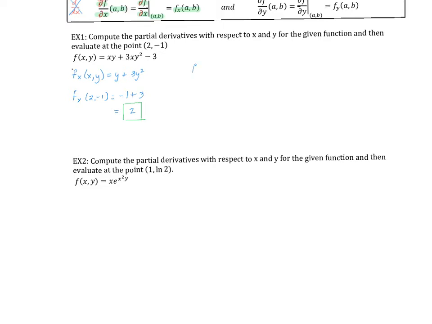Now let's compute the derivative with respect to y of our function. So we're treating x as if it were a constant. The derivative of x times y is simply x, plus, now the y is squared, so we bring the 2 in front and it becomes a 6xy, and that's it. So the partial derivative evaluated at 2, -1 is going to be 2 minus 12, or -10.